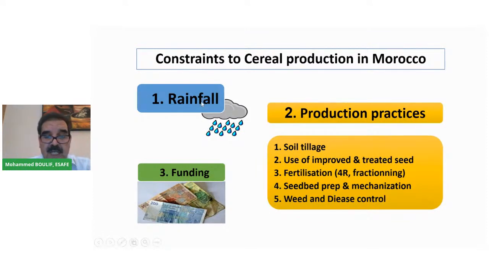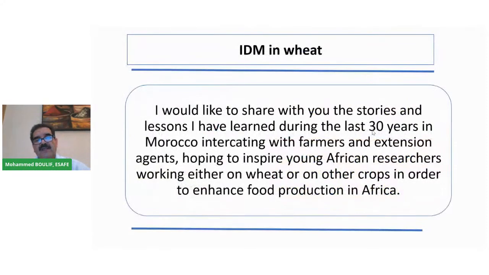When we get the rain, we get good cereal production. When we get no rain, no cereal production, as was the case this year. And the second thing, when the rain is here, the second constraint lies in the production practices. And I will tackle today the disease problem, the weed and diseases, and the IDM, the integrated disease management.